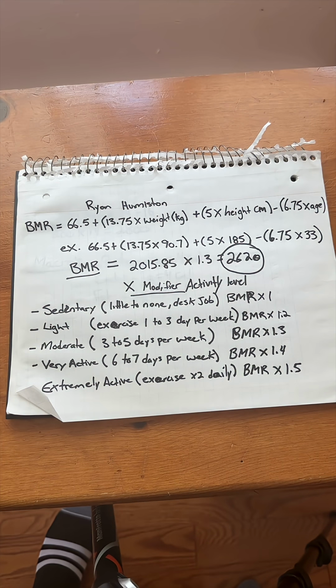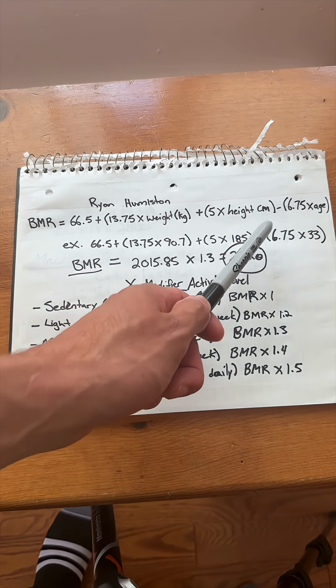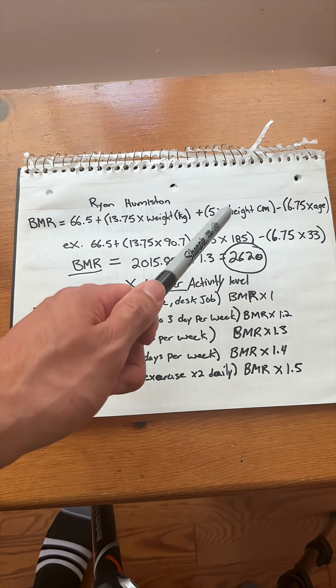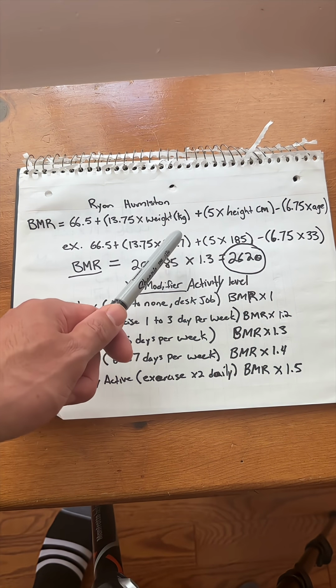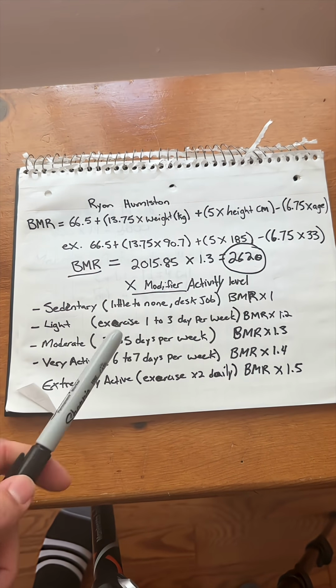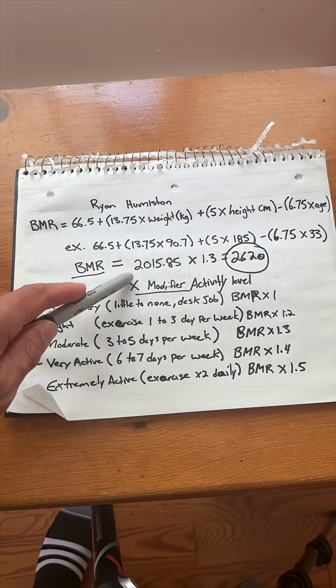Here's another equation you can use to help calculate your maintenance calories. I got this one from the creator, Ryan Hamundsen. To calculate your BMR, you're going to follow this equation here at the top. You're going to plug in your weight in kilograms, your height in centimeters, and your age. Here's an example. 90.7 kilograms, that's 200 pounds. 185 centimeters, that's 6 foot 1 inches tall, and 33 years of age. You get a BMR of this many calories.